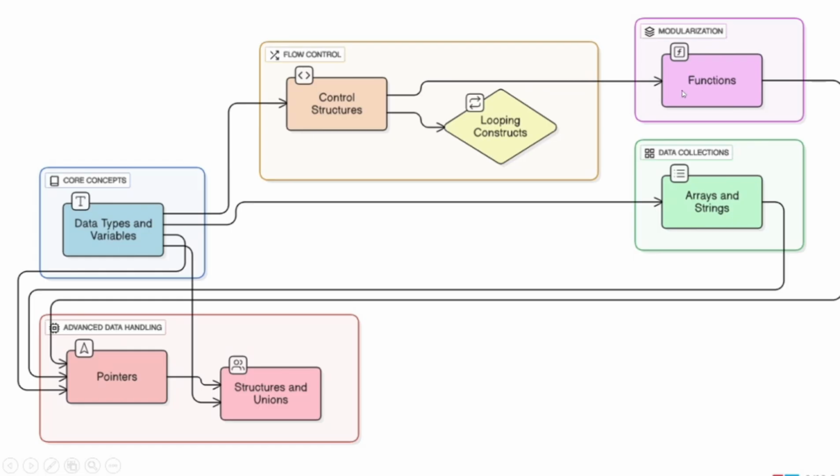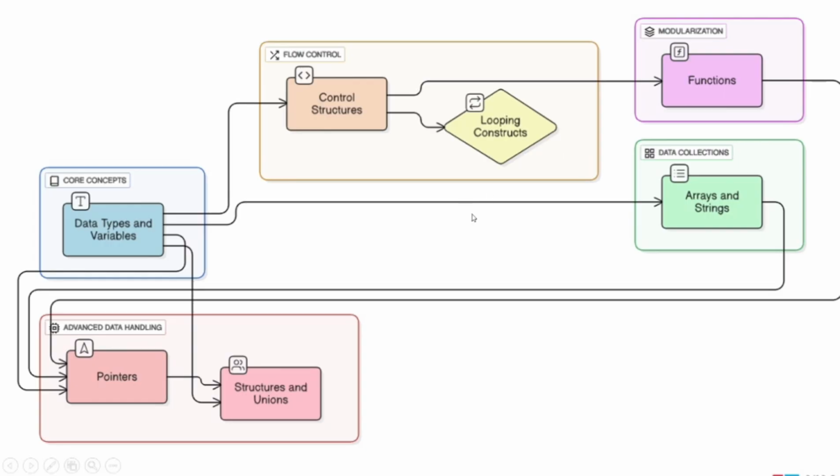Then we have functions. Functions are reusable blocks of code that perform specific tasks. They help modularize programming, making it easier to read, debug, and maintain. Then we have arrays and strings. Arrays are a collection of elements of the same data type stored in contiguous memory locations. For example, int score[5] creates an array of 5 integers. Strings in C are arrays of characters ending with a null character.